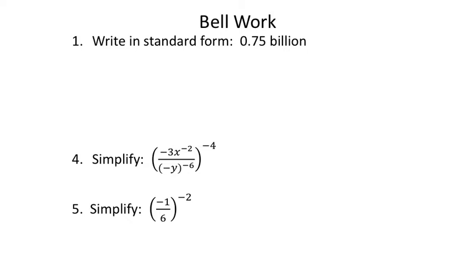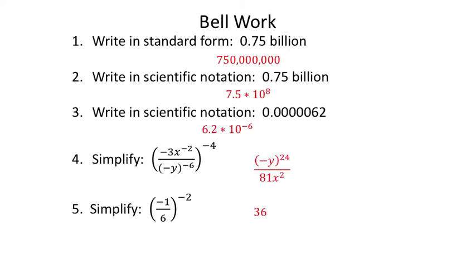Write in standard form, 0.75 billion, simplify that, and simplify the other one. Just exponent rules on 4 and 5. And yeah, there was a 3 and 2, but oh well. So we'll get into the standard form business sometime during the lesson today. But you should have been able to do those two pretty easy.